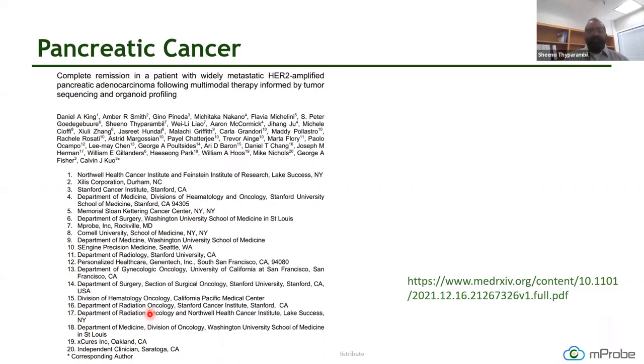Dan King was a fellow at Stanford when we did this work, but now he's moved on to Northwell, so he's continuing to work with us in the pancreatic cancer space. But this was one of those beautiful examples. Pancreatic cancers generally don't tend to have that much high HER2.